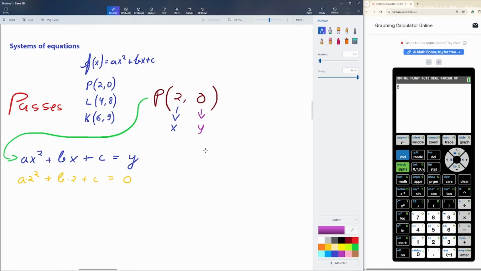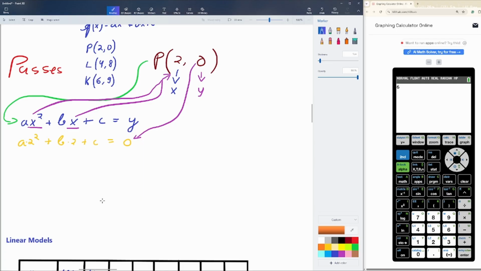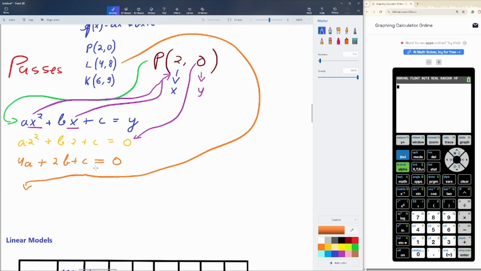If you're still wondering how I get these numbers, the 0 is the y value, and all the x's here correspond to the x value. Then you can simplify a bit: 2 squared is 4, so it's 4a plus 2b plus c is equal to 0. You have to do this for all of the points, so you continue and do this as well.